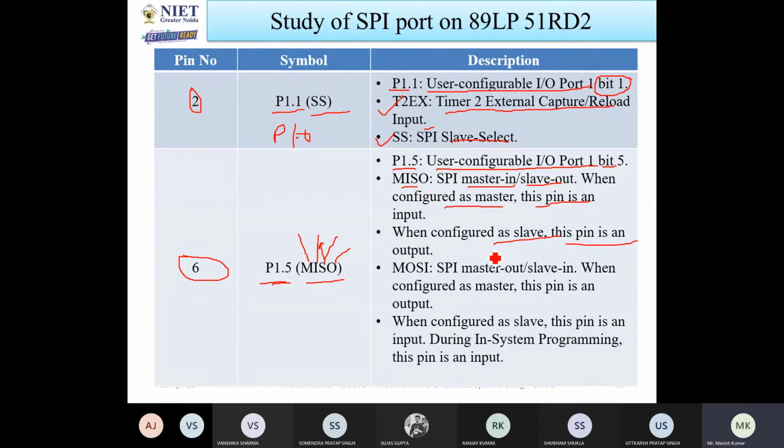Okay, the same case will happen with the MOSI. Master out, slave in. It means that when you configure it as a master, this pin works as an output pin, and when it is configured as slave, then it will work as an input pin. But during SPI system programming, the pin is an input. When you are not configuring any master or slave, then by default it is working as an input pin.